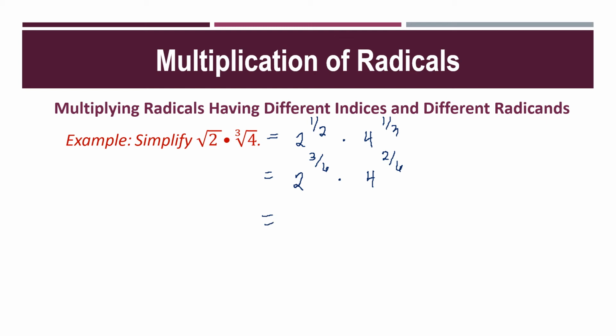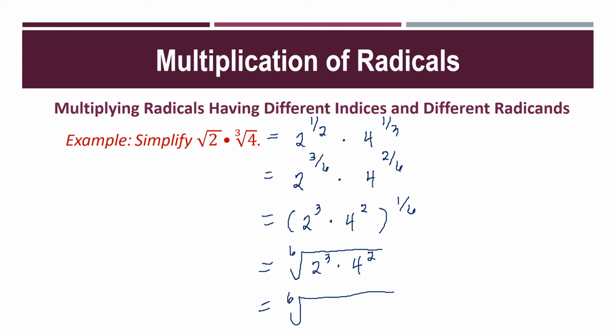After that, we will apply power of a product. So we have 2 raised to 3 times 4 raised to 2, quantity raised to 1 over 6. And then after that, write in single radical, or express this in radical form. This is now the sixth root of 2 cubed times 4 raised to the second power.